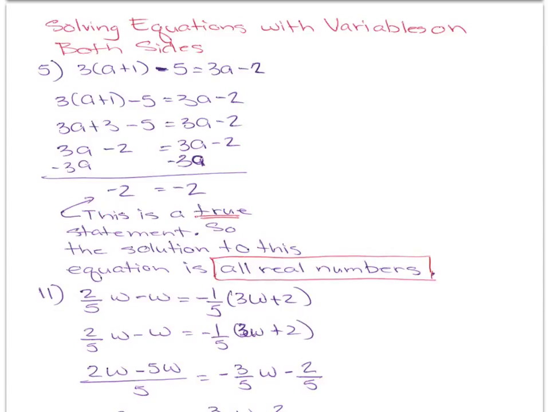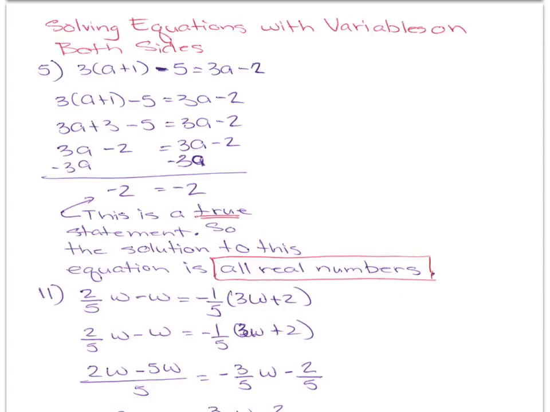Because negative 2 is equal to negative 2, and that is a true statement, that means that the solution for this equation is all real numbers. That means that whatever a is, it could be any real number, and once you plug it in, it'll still end up the left-hand side equaling the right-hand side. So the answer for number 5, because of this true statement right here, is all real numbers.